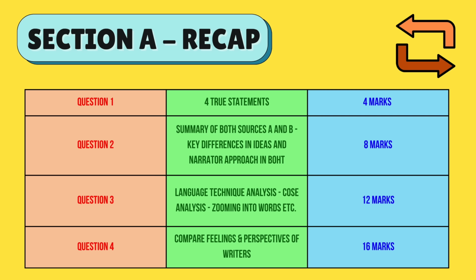For question 3, we are doing a close analysis and we're keeping a particular eye out for language techniques which we want to zoom in on for the source that they've asked us to look at. And finally, for question 4, we're comparing views and methods, focusing on tone, language and structure to discuss the writer's feelings and perspectives. And for section A, particularly question 2, 3, and 4, make sure that you're backing up your points using evidence from the text, so use quotes where you can.